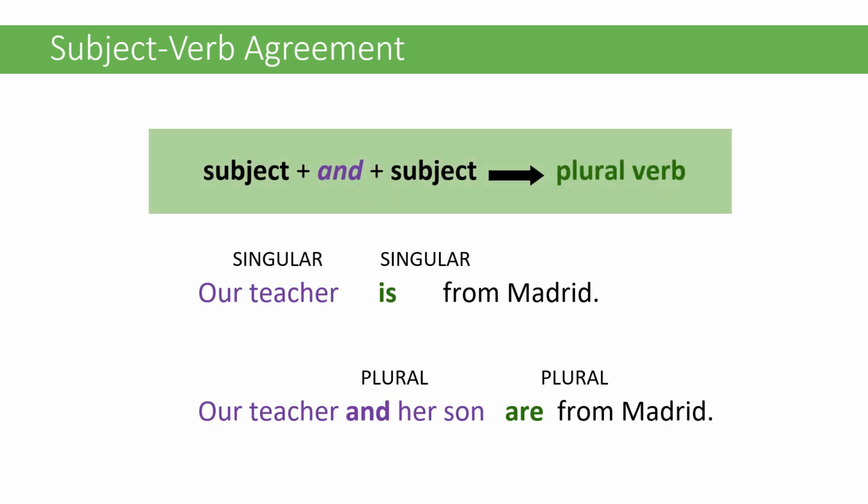When we combine two subjects with and, the verb is plural. Our teacher is from Madrid. Our teacher is one person. Our teacher and her son are from Madrid. Our teacher and her son are two people, so we need a plural verb.